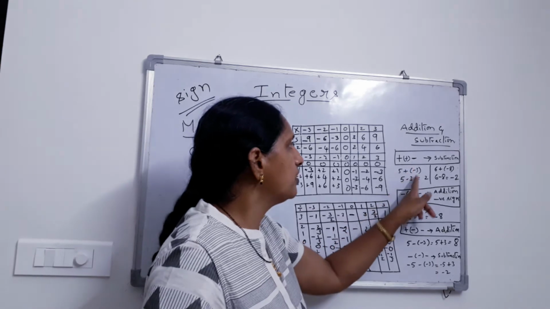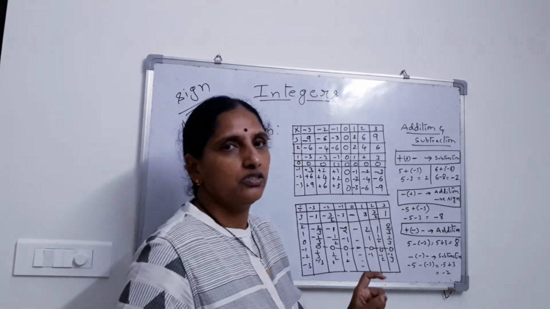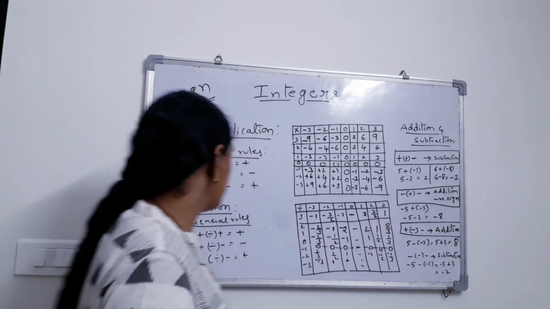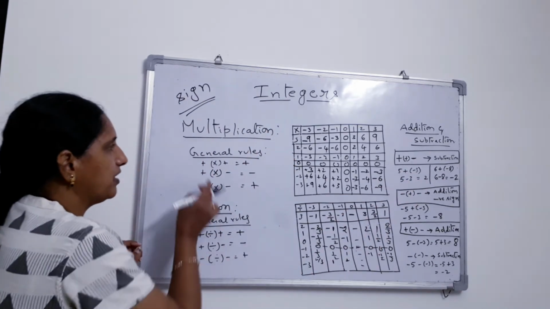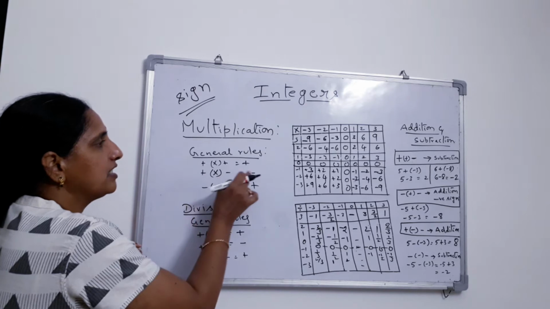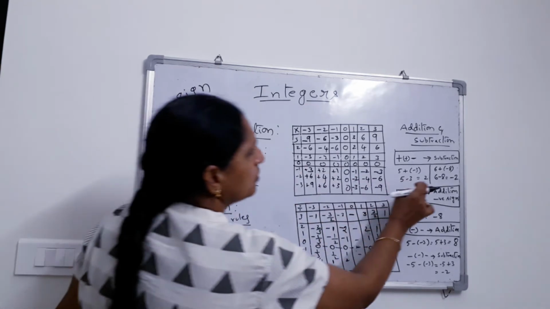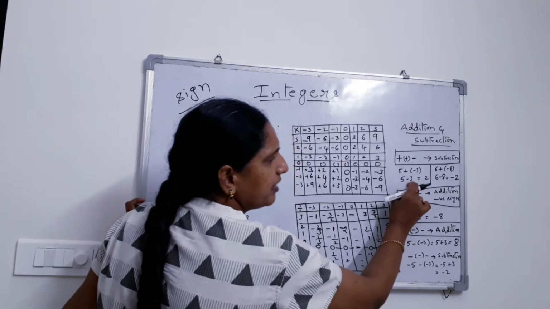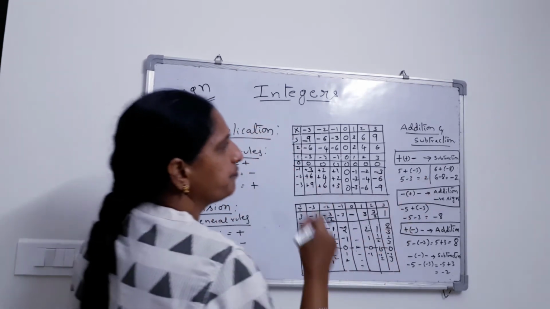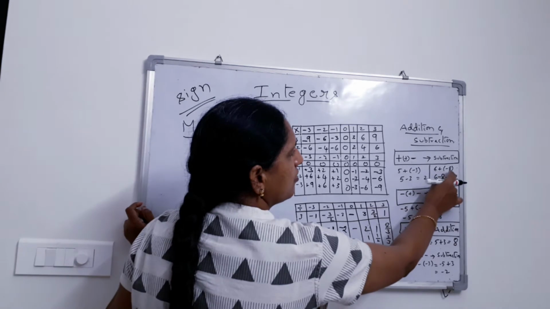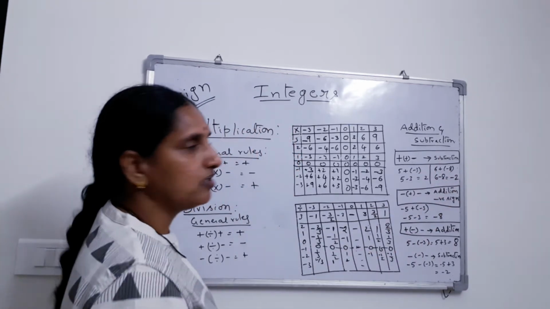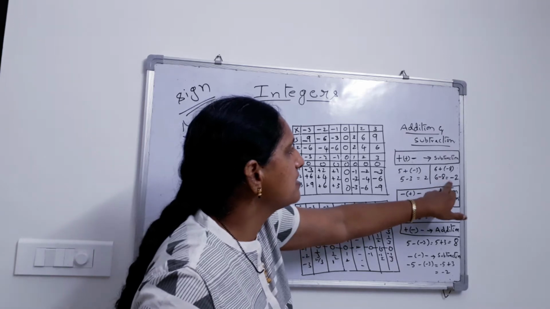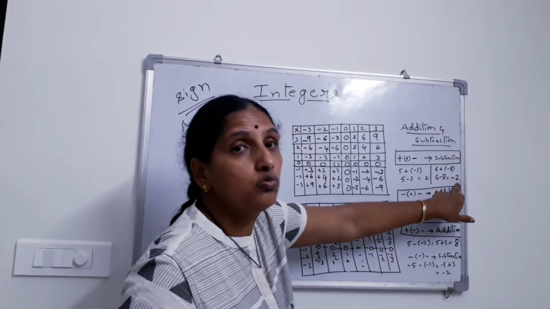Thus, it should be put in brackets. So, plus of minus, here "of" means multiplication. Plus into minus, you are going to get minus. So, 5 plus of minus is minus. 5 minus 3 is 2. Now, 6 plus of minus is minus. So, 6 minus 8, which is equal to minus 2.